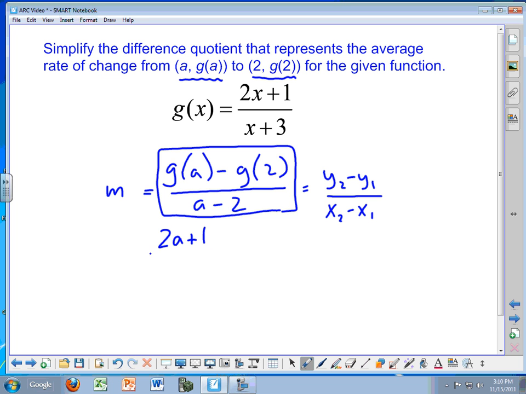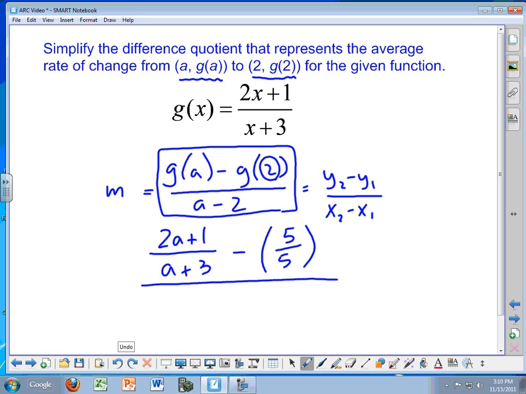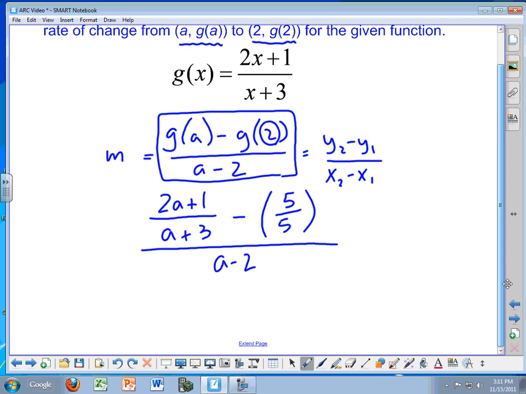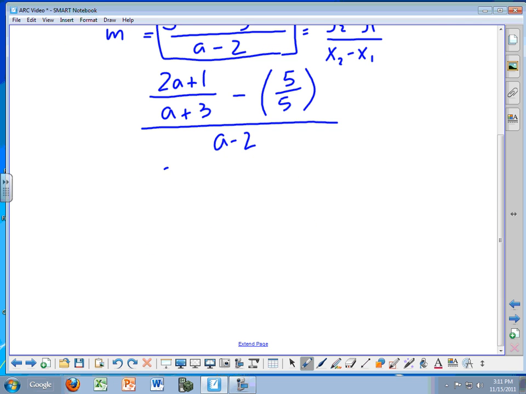2a plus 1 over a plus 3 minus g of 2, which would turn out to be, and I'll do this right kind of in my head, taking the 2 here and up there. That would produce 5 and 5. This is over a minus 2. Okay, that produces the number 1 in the numerator. So if that's the case, 2a plus 1 over a plus 3 minus 1, and that's all over a minus 2. Now, this is kind of a review of something we've done before.